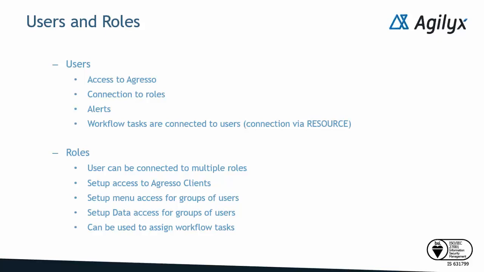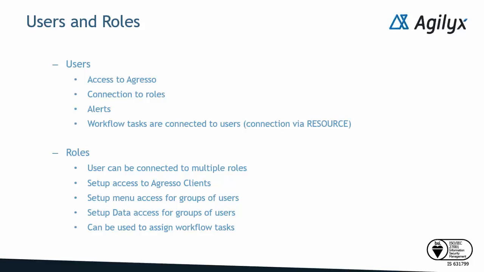So users are connected to roles. What alerts are they going to get? And workflow tasks are connected to users. The connection is via resource. So there are multiple things happening in the user master file. A user is connected to a role, the role is connected to a resource. So you need to think about how that is going to work.